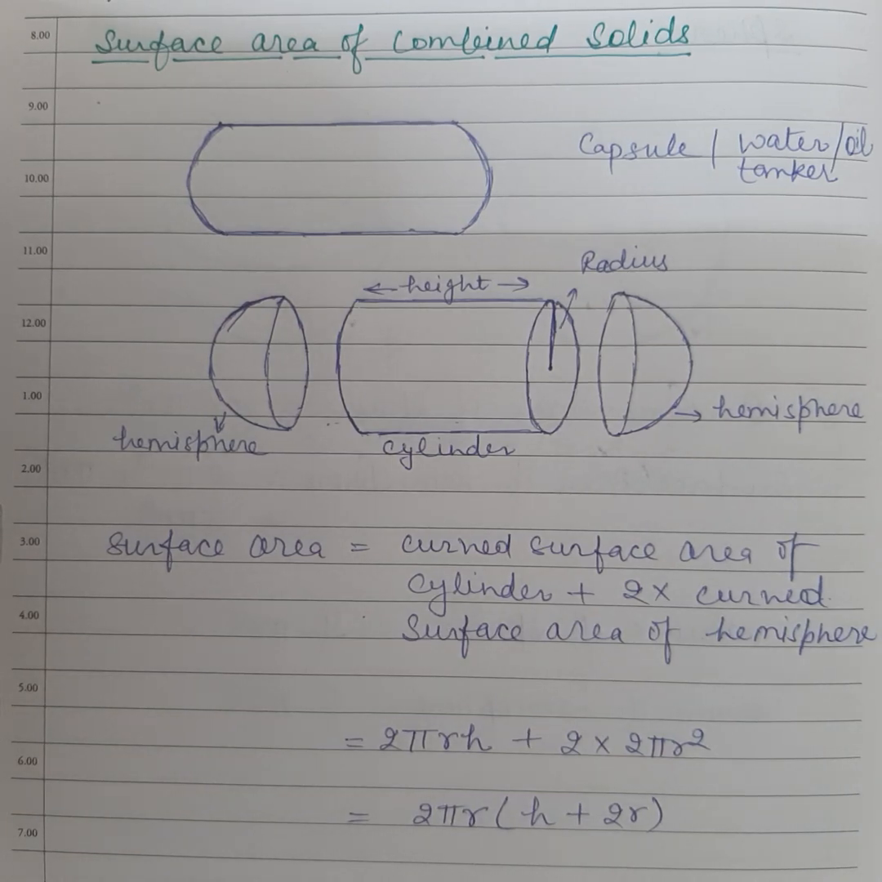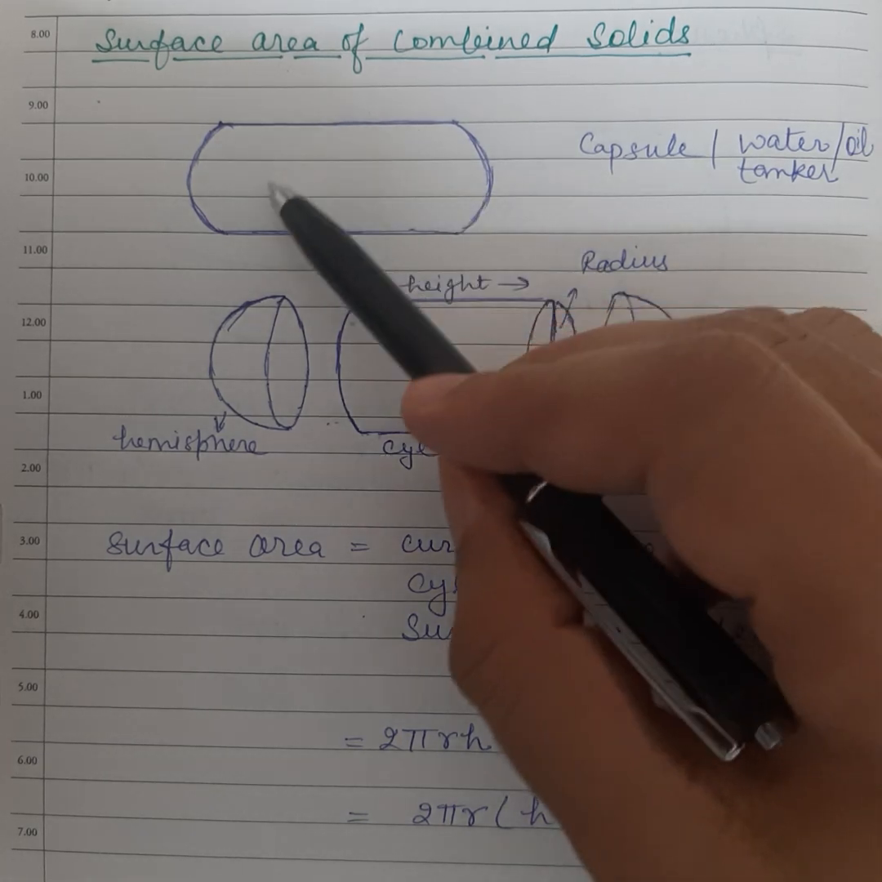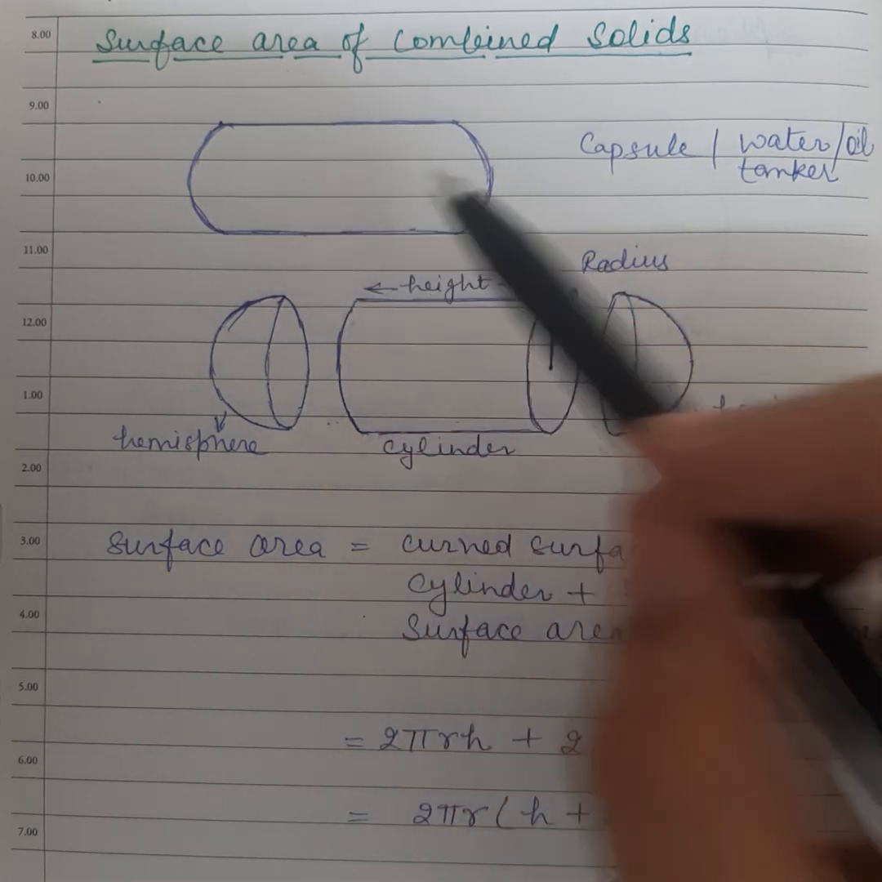Hi, let's learn surface area of combined solid. So how to calculate the surface area of combined solid? Let's start with the capsule or water or oil tanker. So this is a capsule or water or oil tanker.